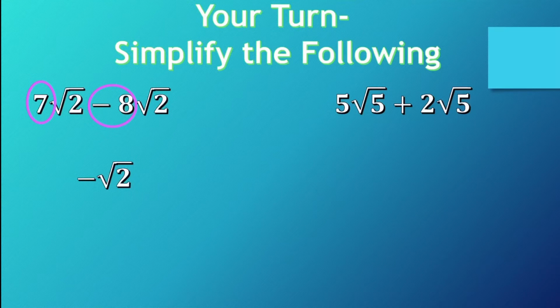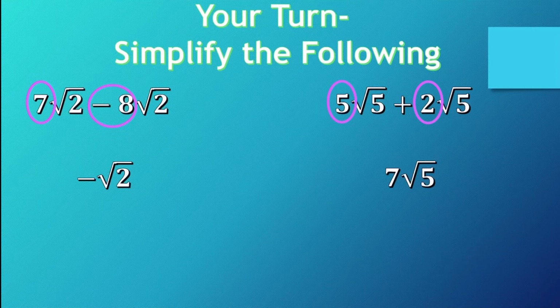Okay, let's see how you do on the next one. Well, my radicand and my root are the same. It's both square root of 5. So that leaves me with just a 5 in front here and a +2 here. So very straightforward. 5 plus 2 is 7.